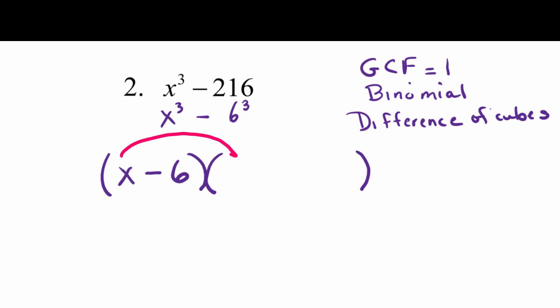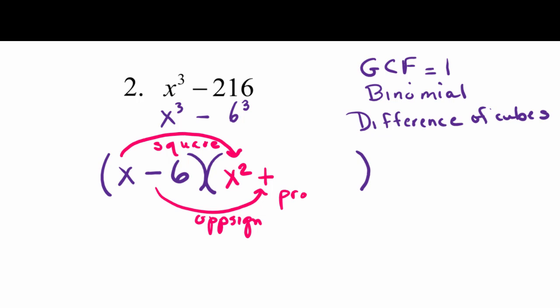We're going to square this first term, and that goes here, so that's x squared. We're going to use the opposite sign here, so that makes this a plus this time around. We're going to take the product of our two cube roots, so that means 6 times x. So notice we don't deal with the sign there because you've already put the plus. You just multiply the two cube roots of your original problem, 6 times x. This sign will always be plus in both cases, always plus.